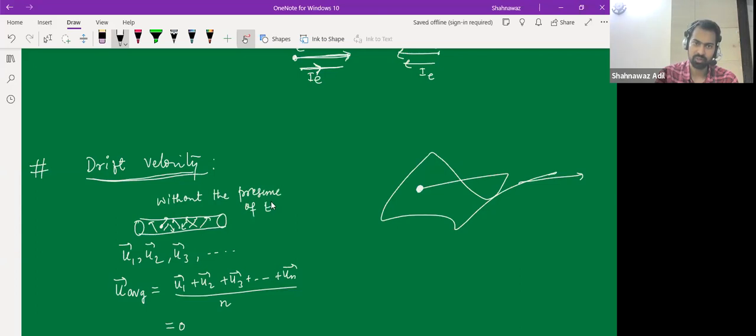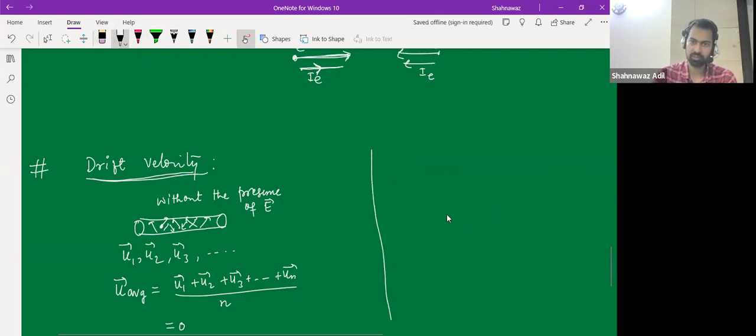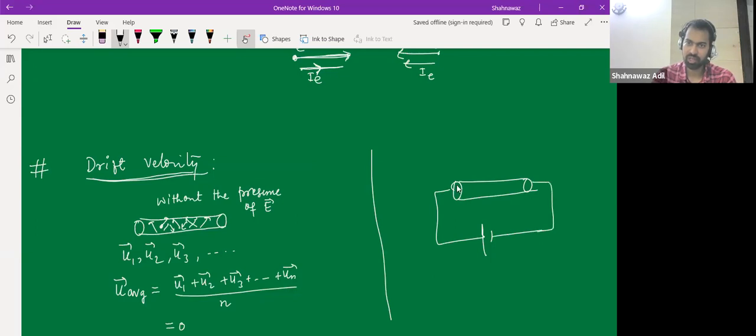Now what I do is apply some electric field. I connect it with some battery, so I have this positive and this negative. Let's say I have delta Q charges, and I have this length. I will talk about the velocity later, but I have this electric field, and I have negative charges, so the force would be in this direction.